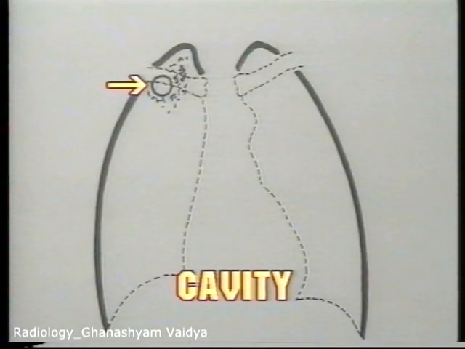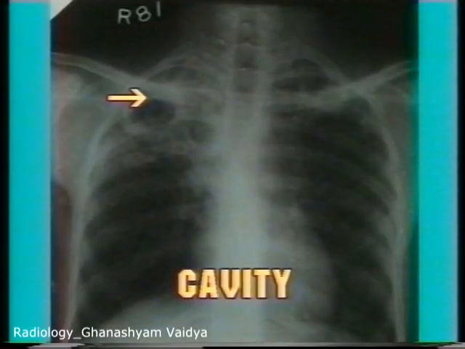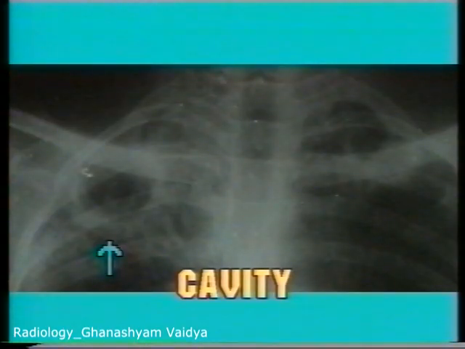The second characteristic lesion in tuberculosis is a cavity, seen as a circular radiolucent area, usually in the apical zone. This is a typical tuberculous cavity. It is a thick-walled, circular, radiolucent area and is situated in the upper zone. The wall is smooth and there is no fluid in it. Note the surrounding infiltration, which is almost always seen around a tuberculous cavity. So this is a typical cavity in tuberculosis.